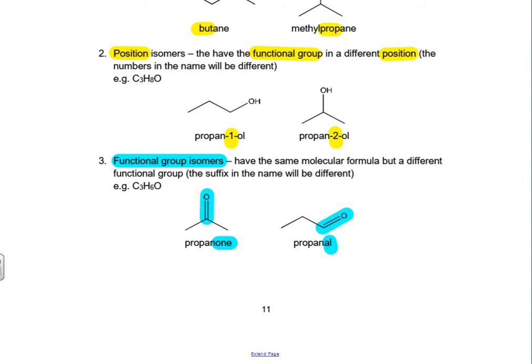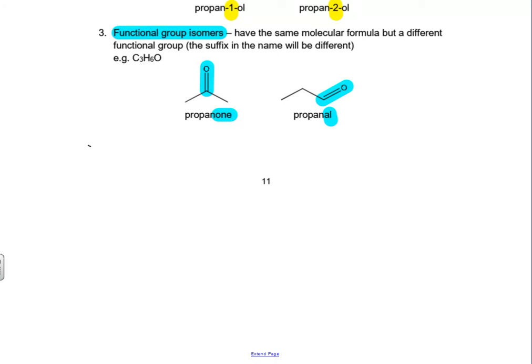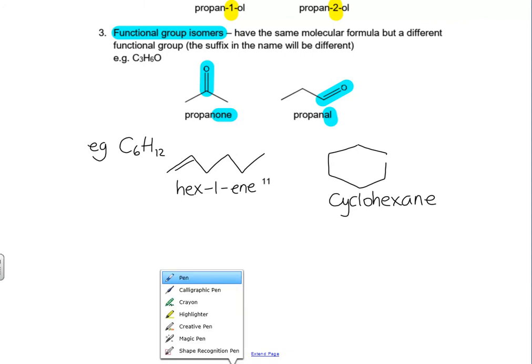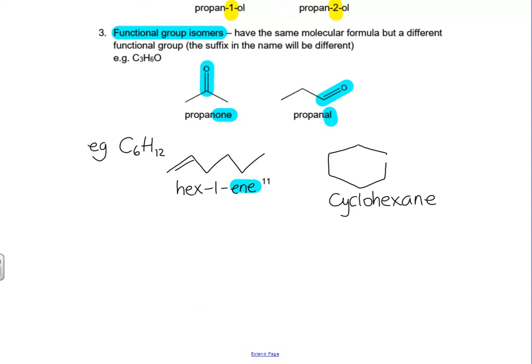Another one that's more common for you at this stage would be to look at something like C6H12, which would be the general formula of an alkene. I'm going to draw hex-1-ene. And they are functional group isomers of cyclic alkanes. This would be cyclohexane. And we can see there that the suffix, the end of the name that represents the functional group, is changing from ene to ane.